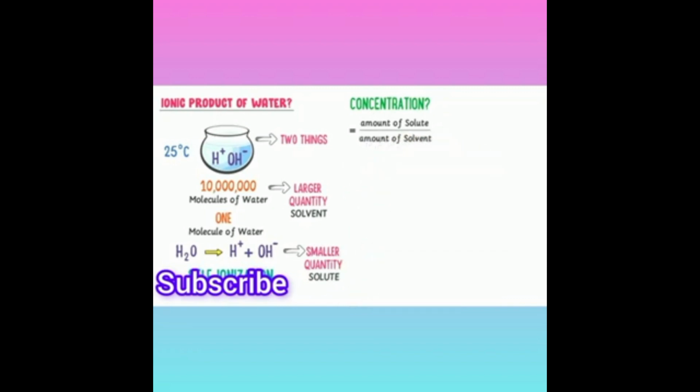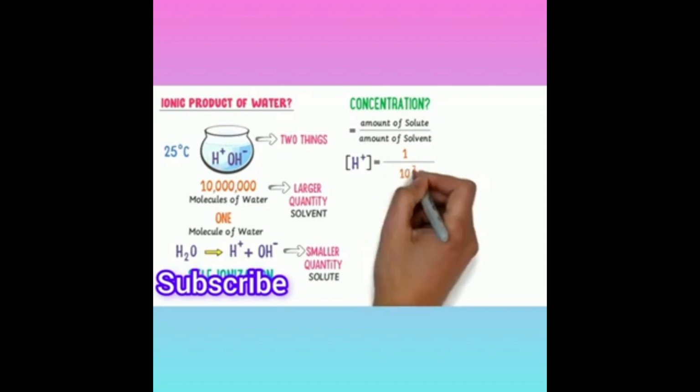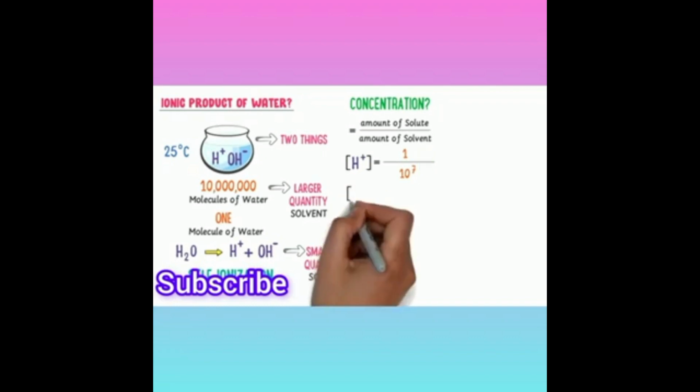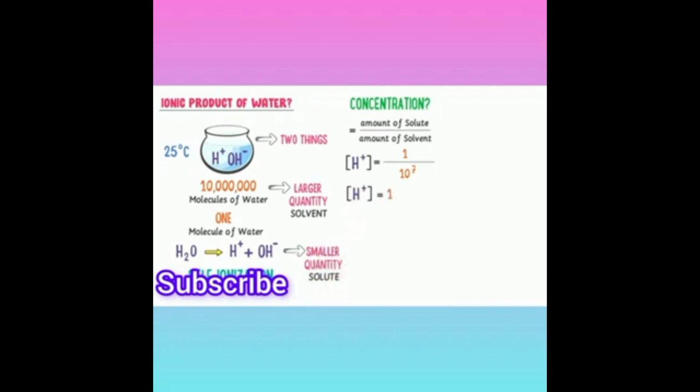Now let me find the concentration of hydrogen ion in the water. I write hydrogen ion in square brackets. Remember that square brackets mean concentration. We know that only one hydrogen ion is present in 10 million molecules of water. Our hydrogen ion concentration is equal to 1 upon 10 to the power 7. Here, I will shift 10 to the power 7 from the denominator to the numerator, so the power becomes negative 7. I get hydrogen ion concentration is equal to 1 into 10 to the power negative 7.